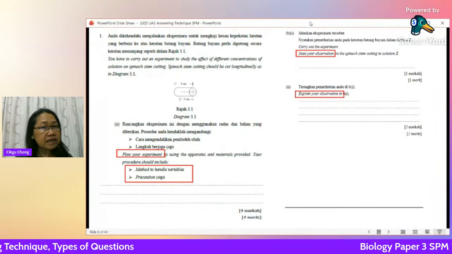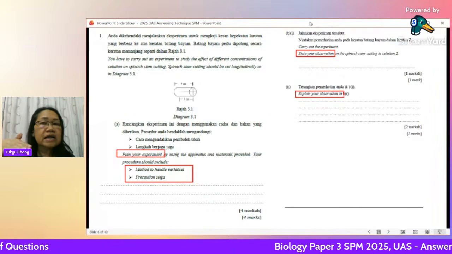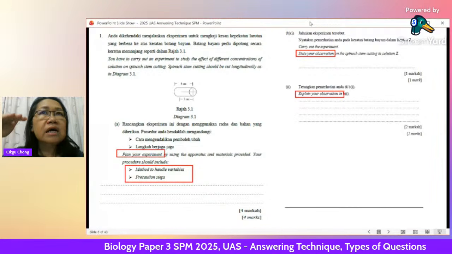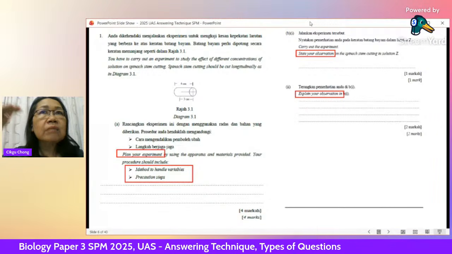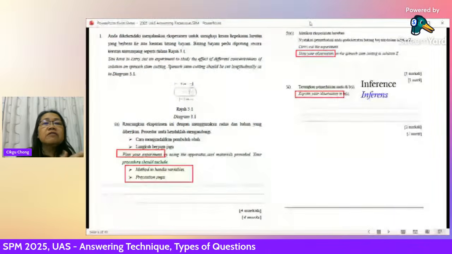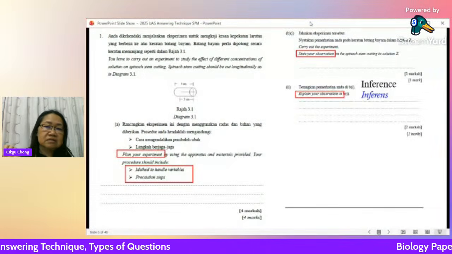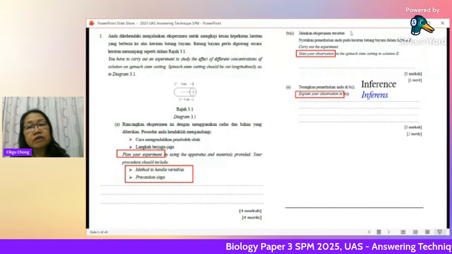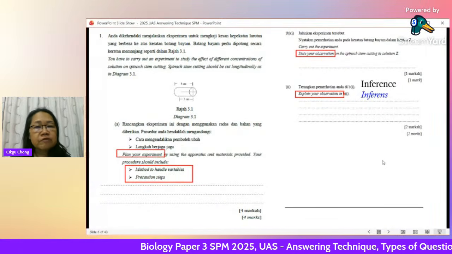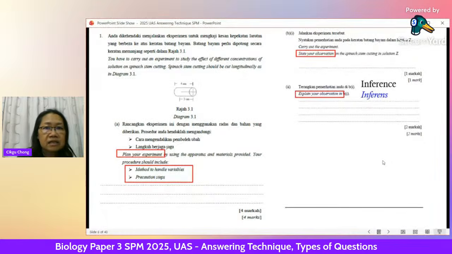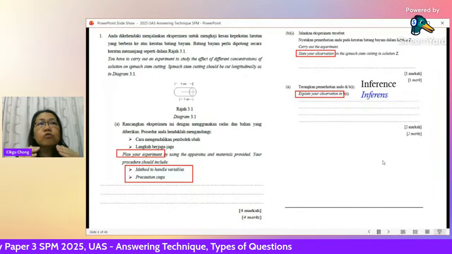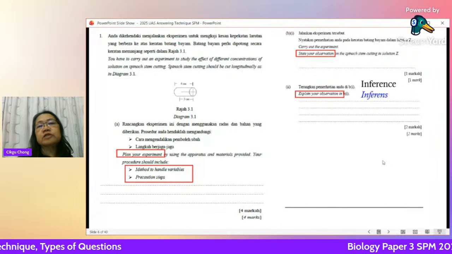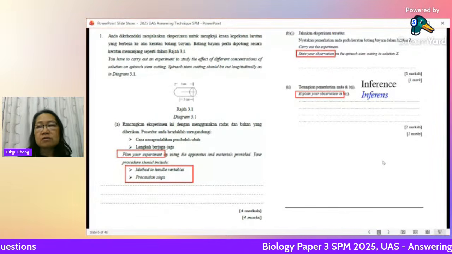Now, as I mentioned earlier, explain your observation after observation actually means inference. So if the question says explain your observation, give an inference. A lot of students usually do not understand the meaning of inference. So very simple, inference actually means explain your reason for the observation that you get. Why do you get the observation? Inference is the reason for your observation.